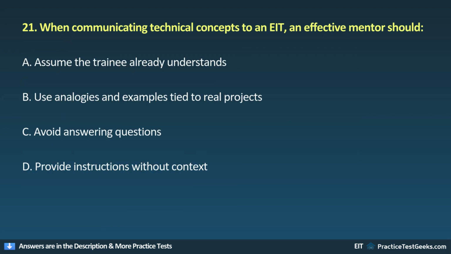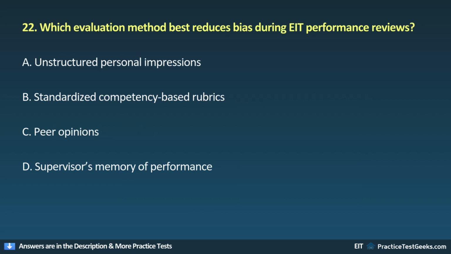21. When communicating technical concepts to an EIT, an effective mentor should: A. Assume the trainee already understands. B. Use analogies and examples tied to real projects. C. Avoid answering questions. D. Provide instructions without context.